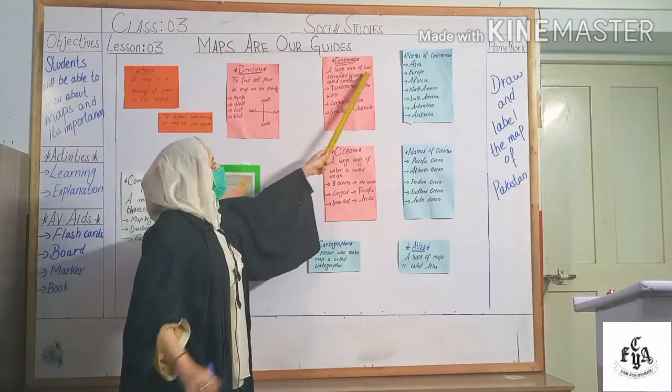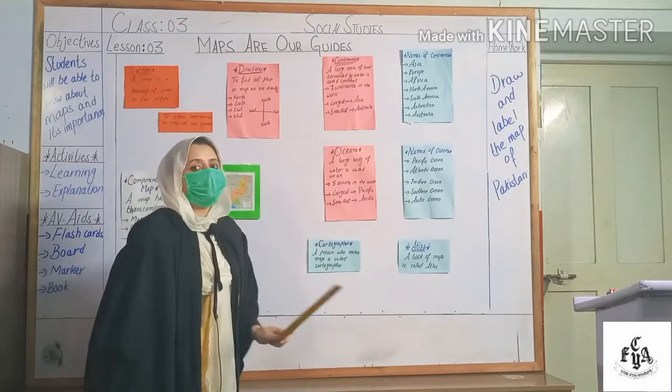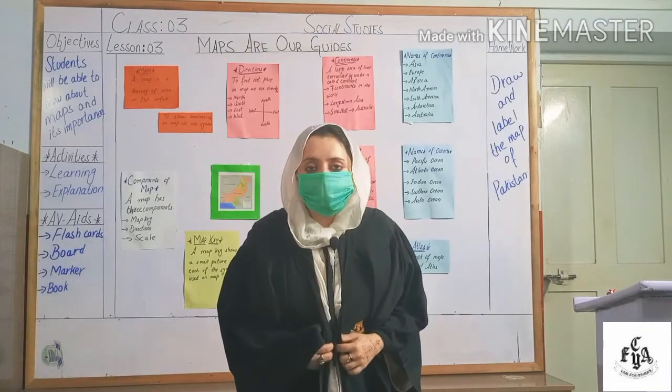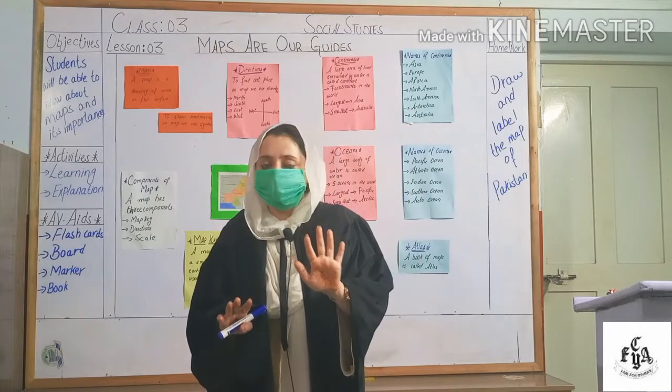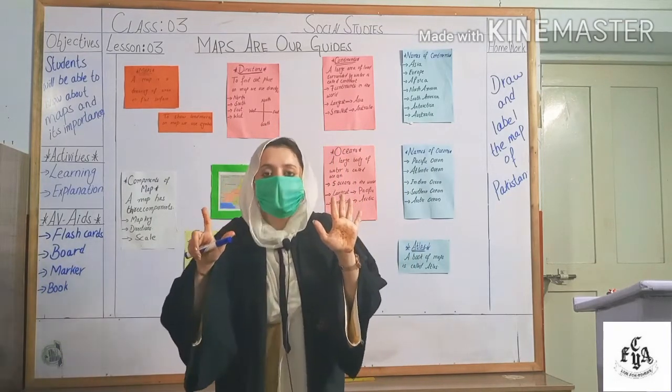A large area of land surrounded by water is called a continent. And how many continents do we have in the whole world? We have 7 continents in the world.